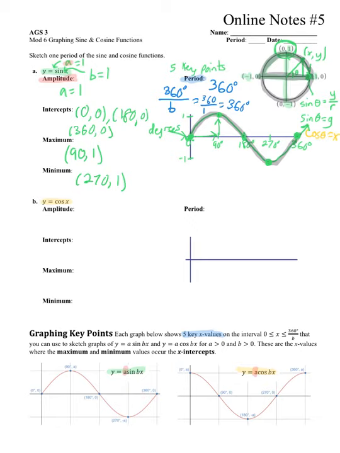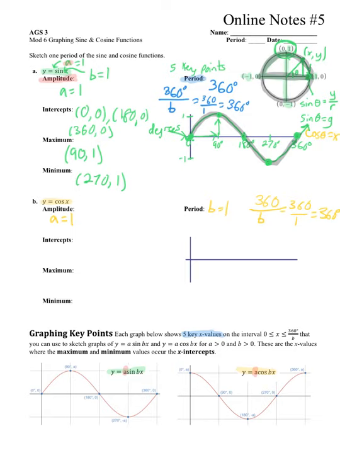Notice that there's no A value, so this is going to be another one where A equals 1. There's no B value next to that x, so this is another one where B equals 1. So therefore, we're going to say 360 divided by B, which is 360 divided by 1. So the period of this function is also 360 degrees.